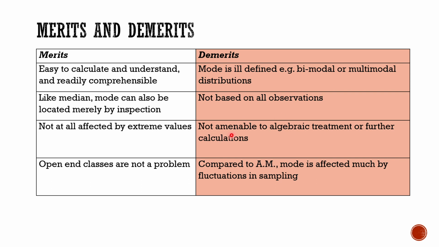Third, it is not amenable to algebraic treatment or further calculations. The best one in this respect is the mean, which can be used for algebraic treatment or further calculation. That is the arithmetic mean, but mode cannot be. Compared to arithmetic mean, mode is affected much more by fluctuations in sampling, and this is one of the demerits of mode.